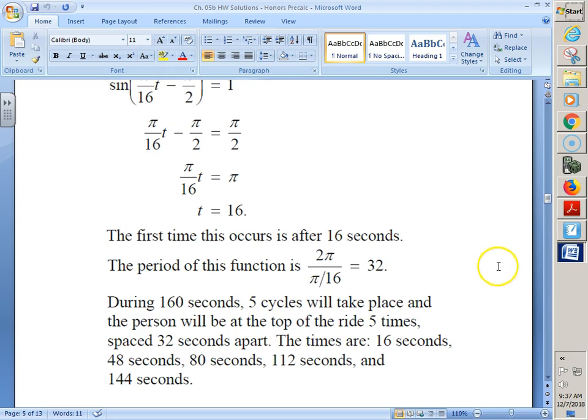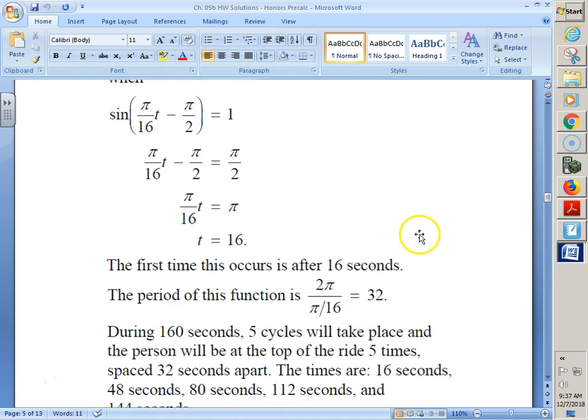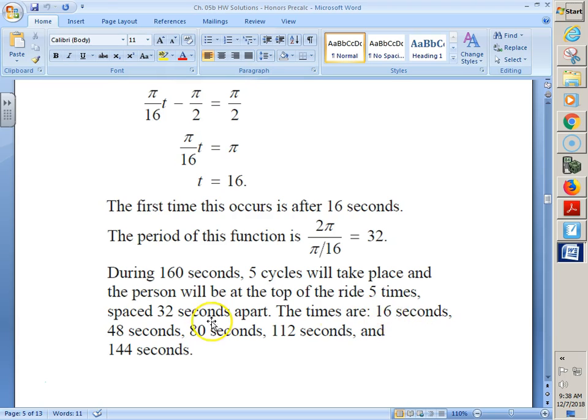If it happens every 16 seconds, they were trying to talk about when this will occur. They found the period by doing 2 pi over b. The period's every 32 seconds. So 16 seconds, it'll be right back there another 32 seconds, which is why they just said plus 32, plus 32, plus 32, plus 32. Because they were able to add the period and shortcut the work.